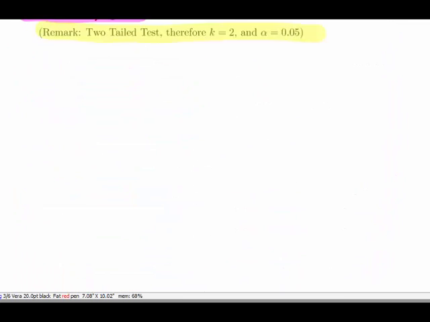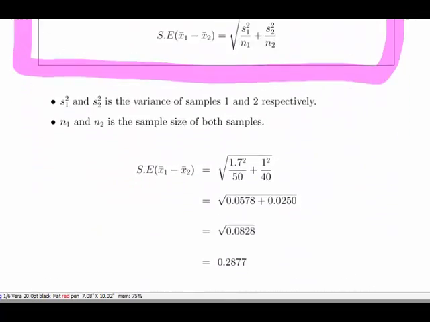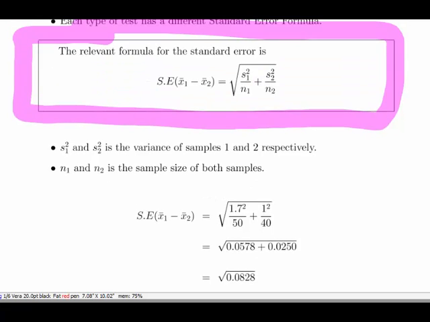Actually, do you know what? I'll just double check to see if I have that right. So it is 50 and 1.7, and 40 and 1. Okay. So I just realized I could have really got myself stuck there. So yeah, that's correct. 1.7 squared over 50 plus 1 squared over 40. That's using this formula just above us.